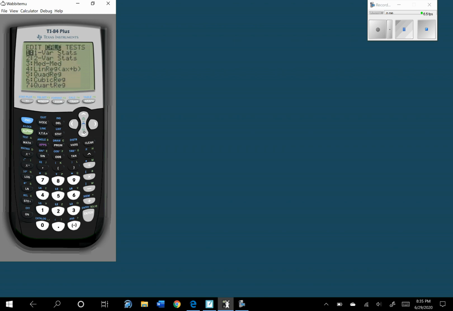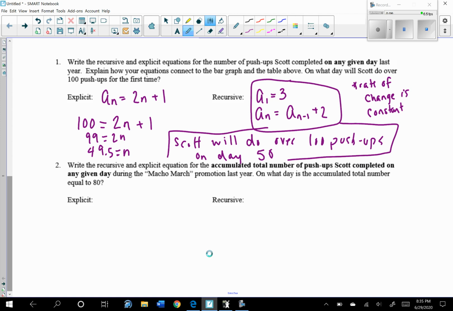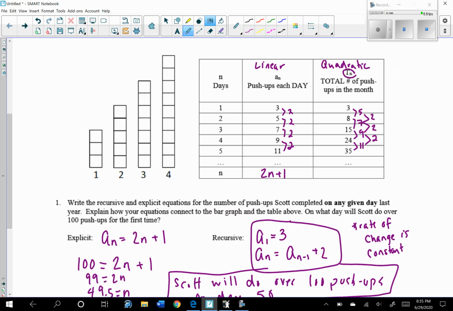Stat right over to calculate. Now we're doing quadratic, which is number 5, and we're going to calculate. So we get 1, 2, and 0 for our A, B, and C values. So for this, if you go back up here, it's using T of n, so we're going to use that. This one was using A of n.